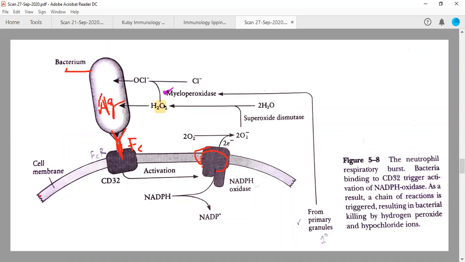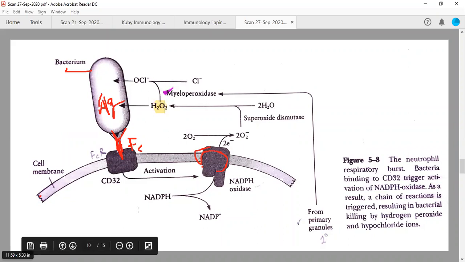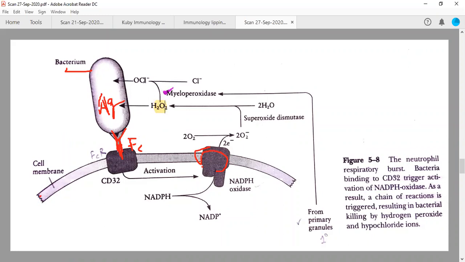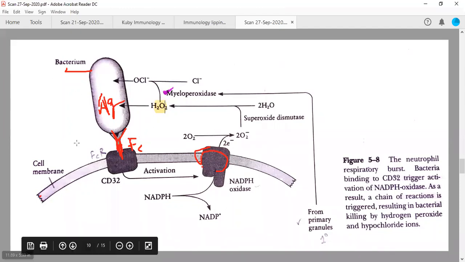Hydrogen peroxide, then in the presence of myeloperoxidase, which is actually present in the primary granules in these neutrophils and is released outside the cell, will convert this hydrogen peroxide, in the presence of chloride ion or some halide ion, into hypochlorous acid, which is bactericidal. So once it goes inside the bacterial cell, it will kill this bacteria. So that's how this pathway is controlled.